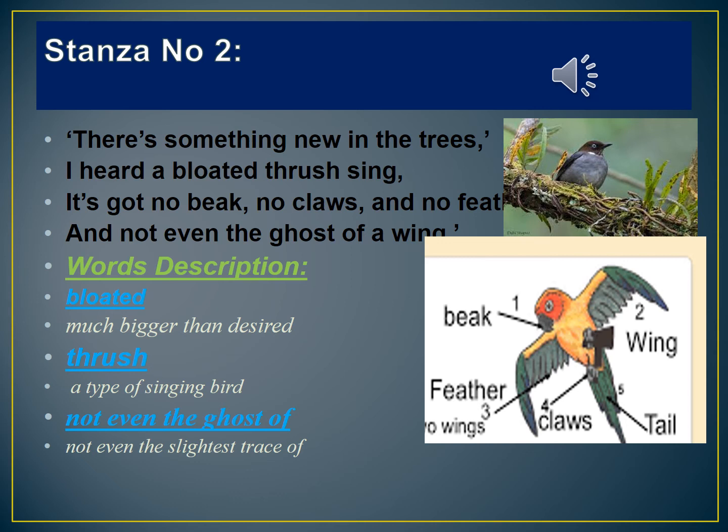Now I explain the lines of the stanza. As the fish sees a new creature in the river, in the same way a new stranger is also seen by the singing bird, the thrush, in the trees. It immediately warns the other birds of it. It's an object which has no beaks, no claws and no feathers. It doesn't even have the slightest trace of such faculties as birds have.